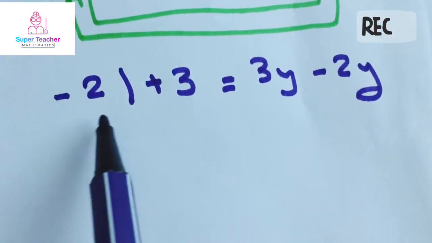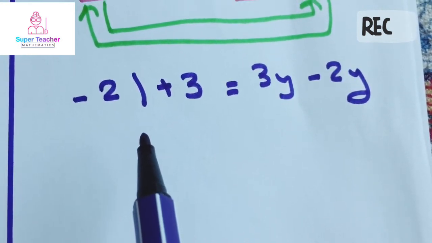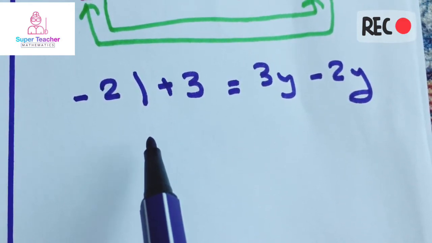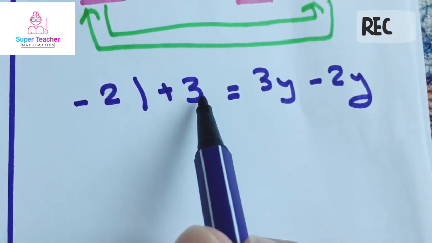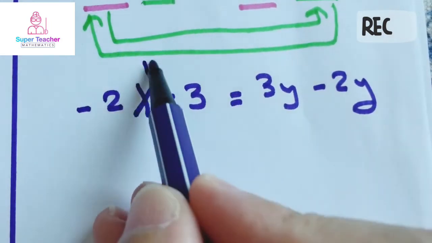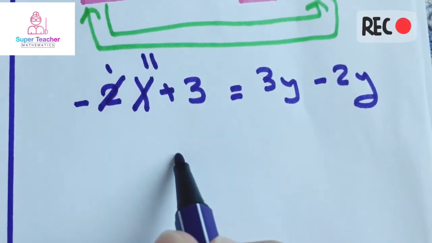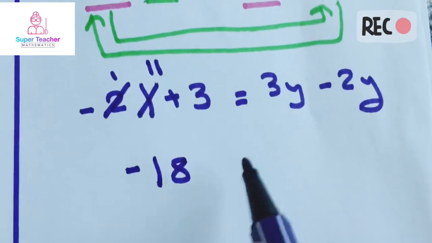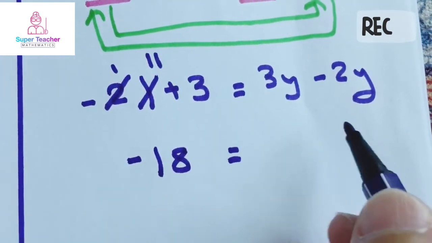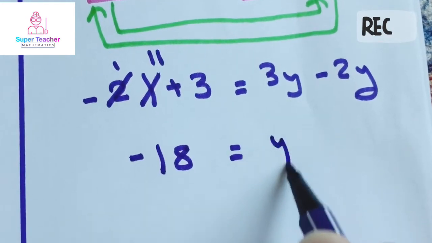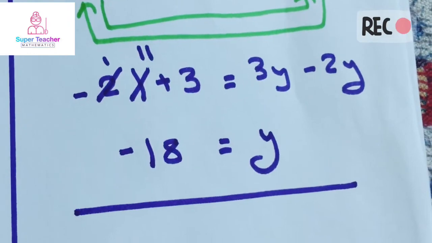Now, negative 21 plus 3, positive and negative, we subtract and we put the sign of the bigger number. So 21 minus 3 equals what? Yes, equals 18. So it will be negative 18 equals 3y minus 2y. 3 pencils minus 2 pencils will be 1 pencil, which is y. So y equals negative 18. We're done.